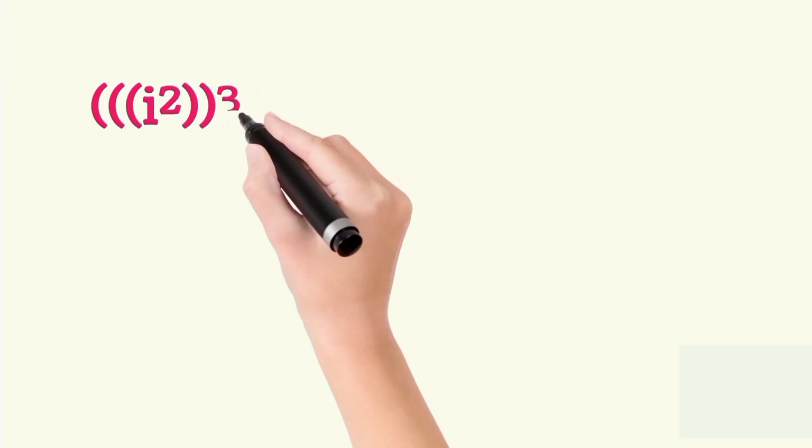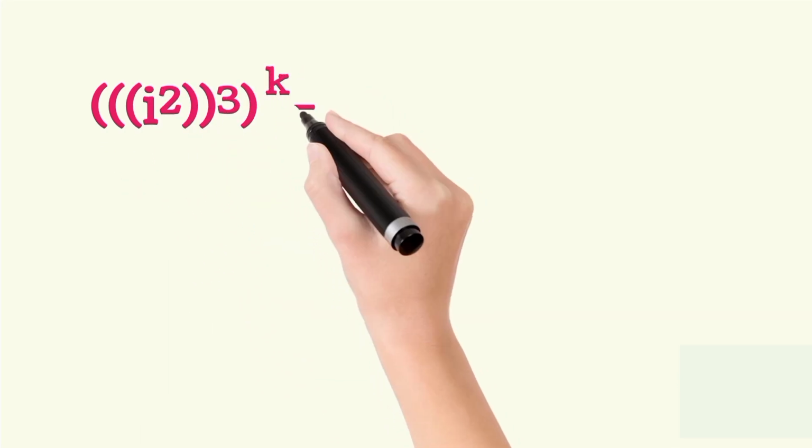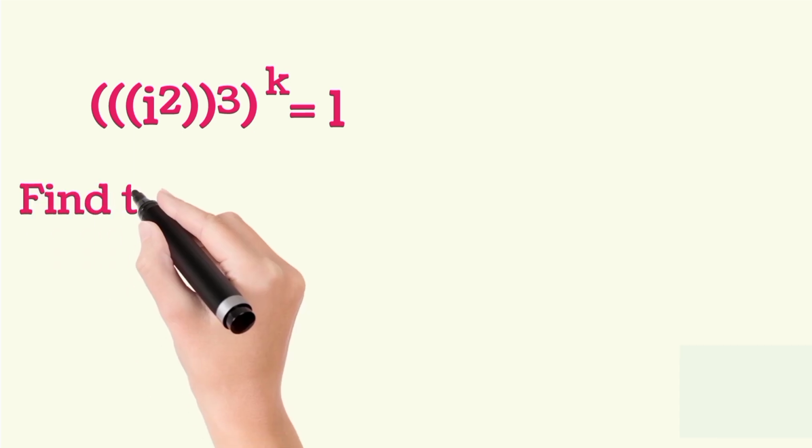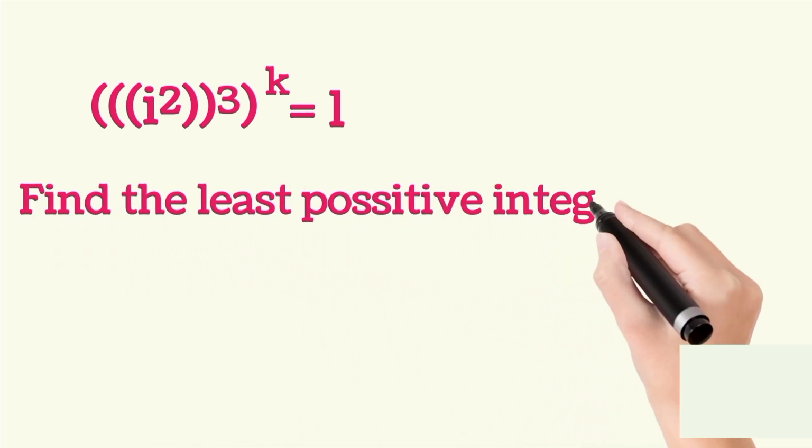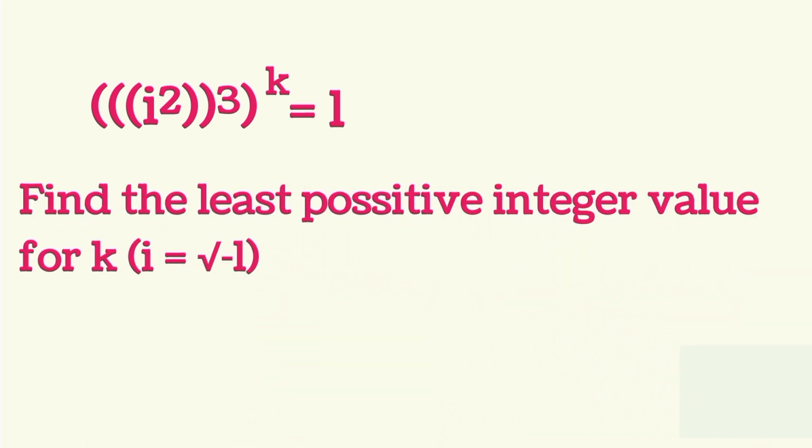If i square to the power cube to the power k is equal to 1, then find the least positive integer value for k for which this equation is true. Also given that i is equal to square root of minus 1.